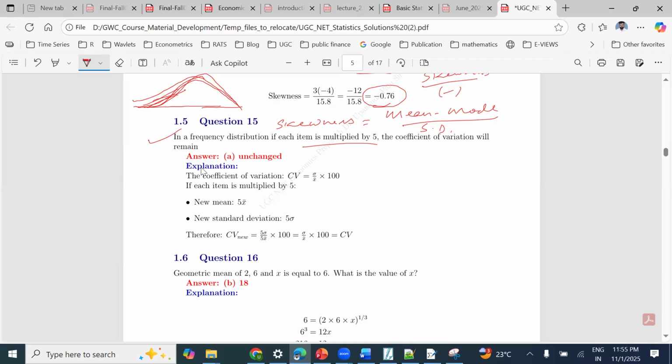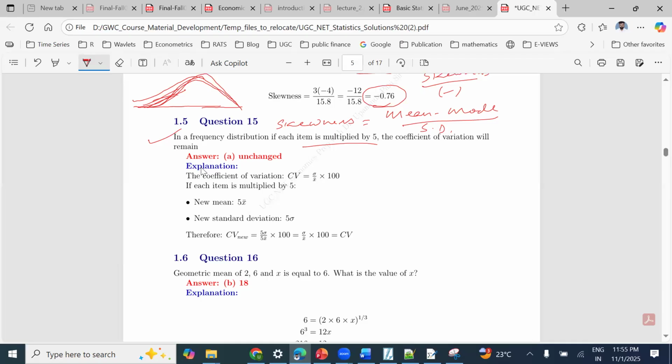Now, if you remember, we discussed independence of change of origin and change of scale, but for standard deviation, not for coefficient of variation. Yes, sir. So here, what is the question? Just check the question. In a frequency distribution, if each item is multiplied by 5, the coefficient of variation will remain unchanged. It means what? Is it independent of change of origin or change of scale?